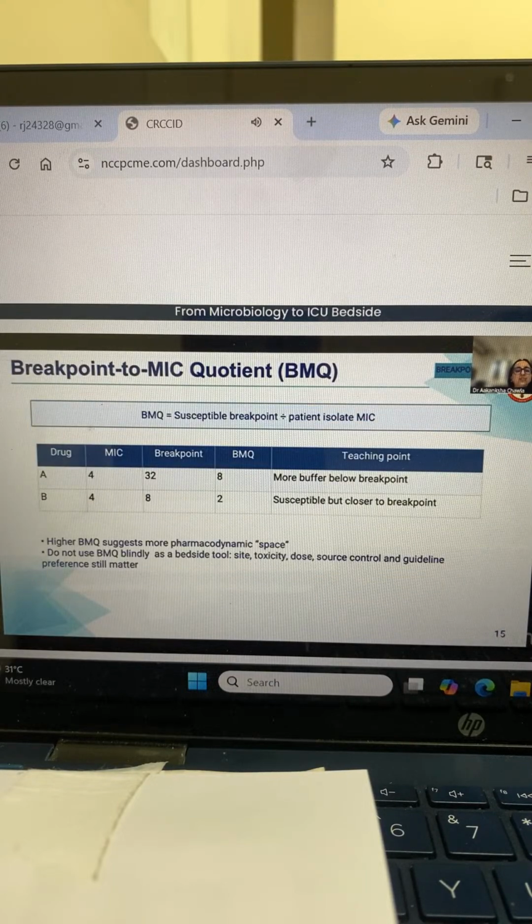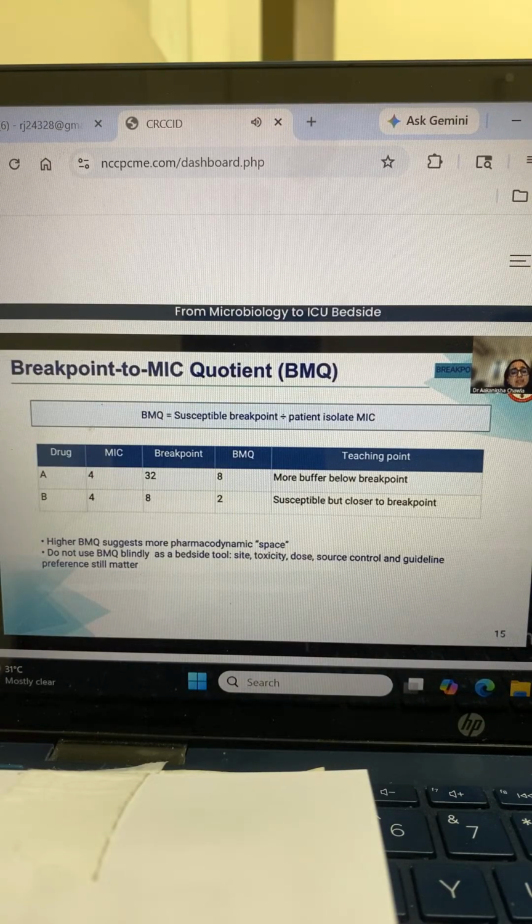How would you select? I just showed you 2 antibiotics which were sensitive, right? So, which one out of A or B would you choose for your patient? This is based on the breakpoint to MIC quotient, which is susceptible breakpoint divided by the patient isolate MIC. Now look at drug A. The BMQ is 8, so more buffer below the breakpoint. And drug B, the BMQ is 2, susceptible but closer to the breakpoint. So higher BMQ suggests more pharmacodynamic space. So you would select drug A.